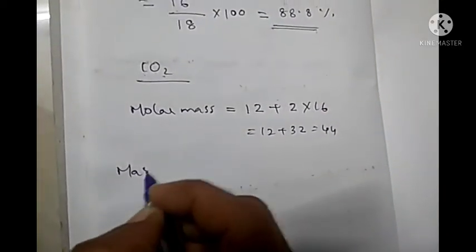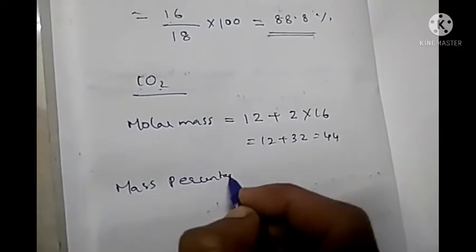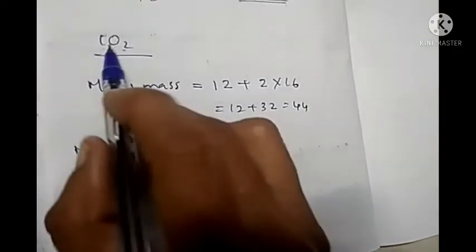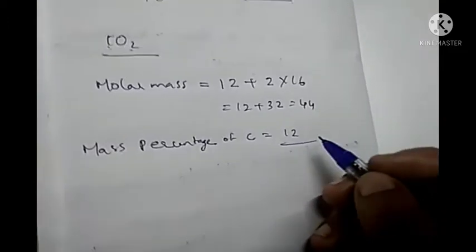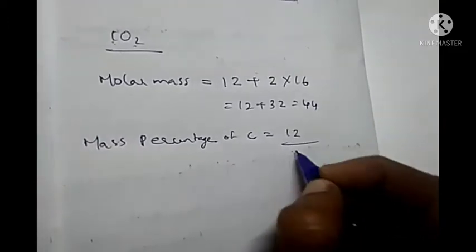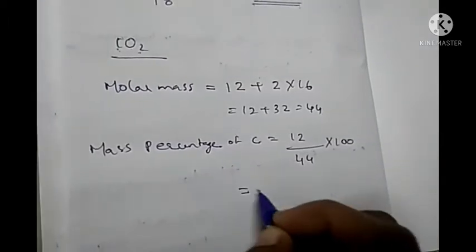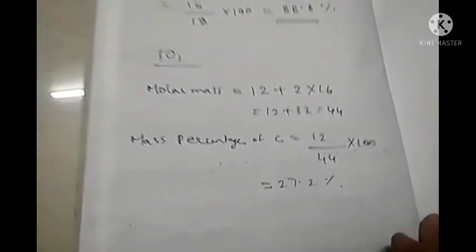Now we can calculate the mass percentage of these elements. First, the mass percentage of carbon is equal to the mass of carbon in this compound, that is 12, divided by the total mass or molar mass, 44, into 100. When we simplify, we get the answer 27.2%. That is the mass percentage of carbon in carbon dioxide.